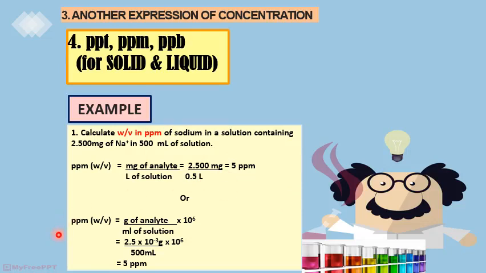Or you may use another unit, which is gram per ml times 10 power of 6. The mass given is 2.5 milligrams, so you convert into grams, and then 500 milliliter, so you use the milliliter unit. Times 10 power of 6, and again you will get the answer in ppm. Make sure when you answer this question, you must know what the unit in ppm is for. Is it weight per volume, weight per weight, or volume per volume?